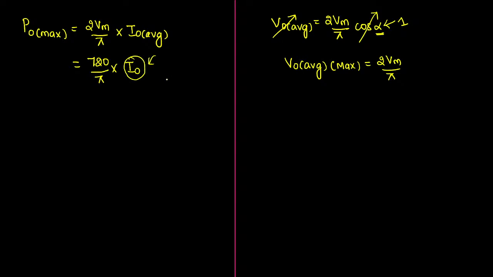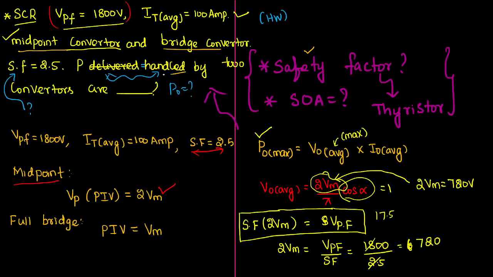Why, sir? Because in the question they have given the maximum forward peak voltage blocked by the thyristor. The forward peak voltage across the thyristor was given. With the help of that, we figured out the maximum output voltage.